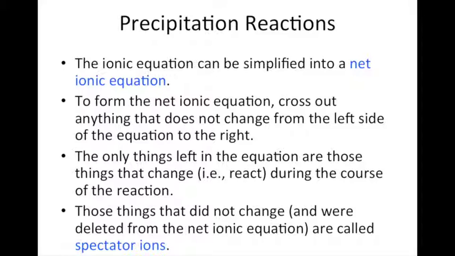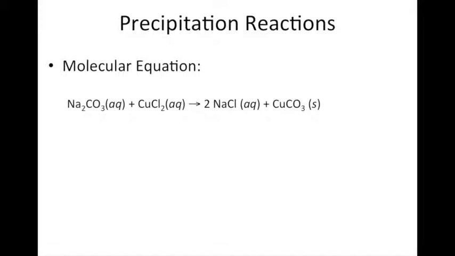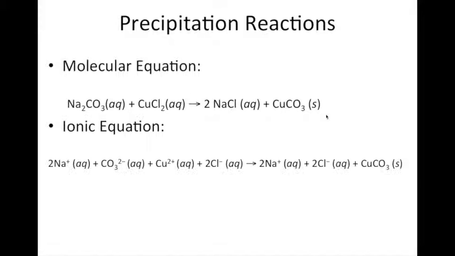The only thing left are those things that react during the course of the reaction. And anything that did not change, any ions that were the same, that were soluble as reactants and soluble as products, we call those spectator ions. So let me give you an example. Here we have a molecular equation. We showed you this one earlier. If we wrote the ionic equation, we showed you it would look like this.